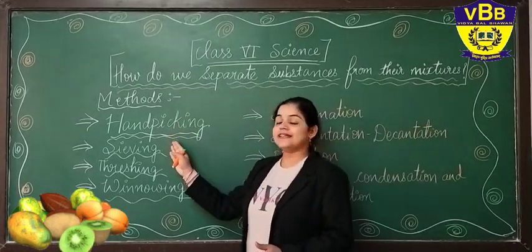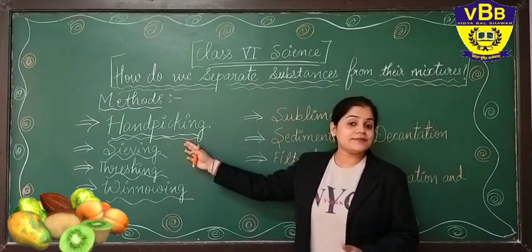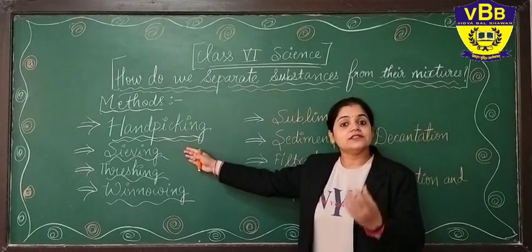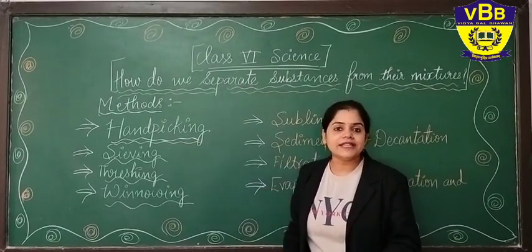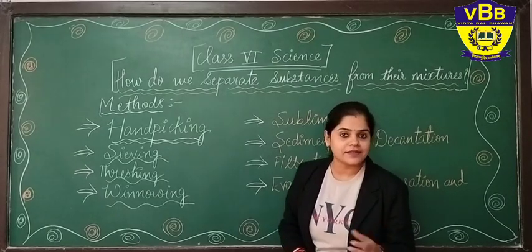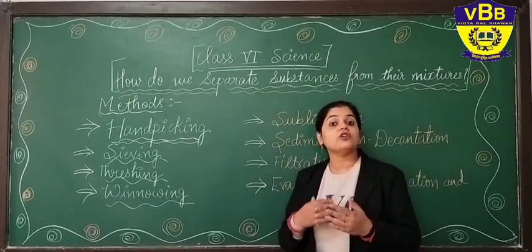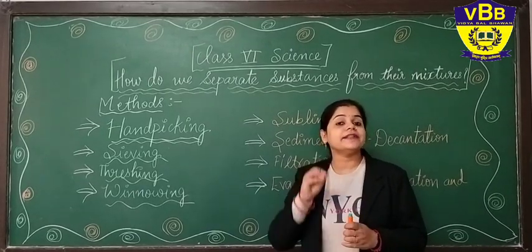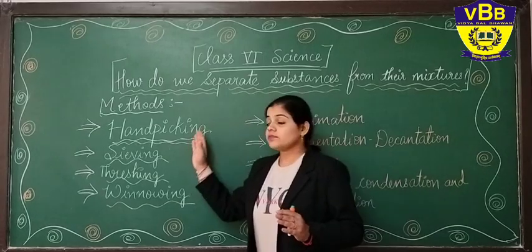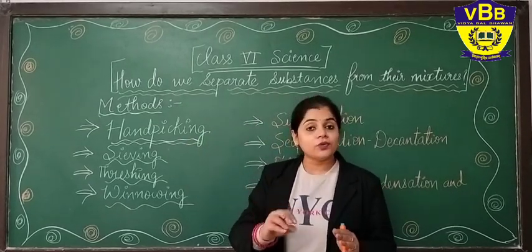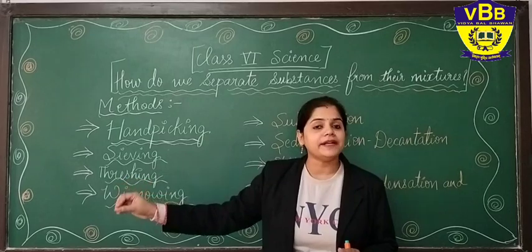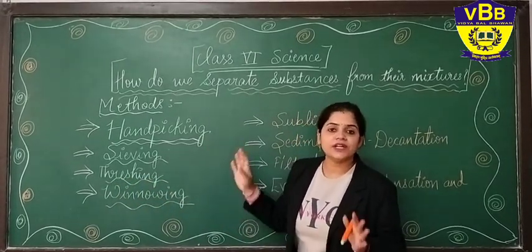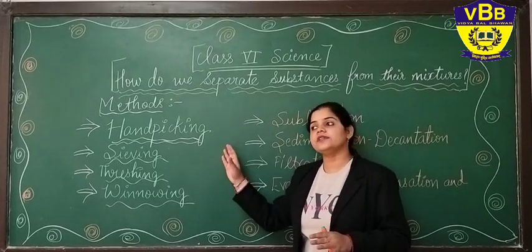So, our first method is hand picking. Yes, as the name suggests, hand picking is something you are picking by your hands. When you are picking the impurities from desired things like rice, dal, which your mother is using in their homes, they are basically picking the impurities by their hands. So you are selecting or choosing the impurities and separating them from their mixtures.